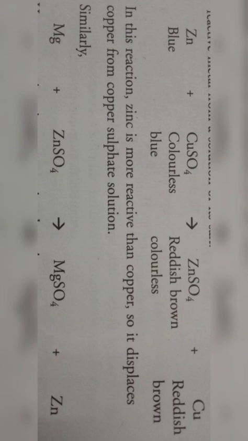that is of zinc sulfate. Similarly, magnesium is placed a little higher than zinc. So magnesium is more reactive than zinc. So magnesium displaces zinc from zinc sulfate solution and forms magnesium sulfate, and the zinc remains alone. So this is all about displacement reaction of metals.